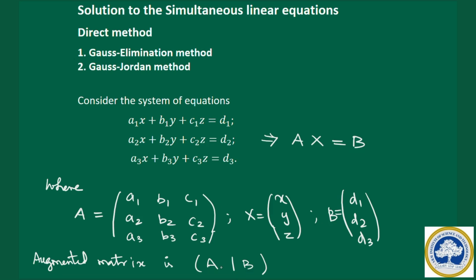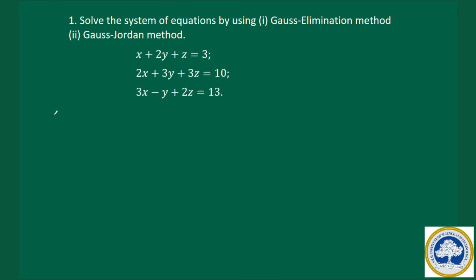Okay, so now let us move on to a problem. Let us consider the first problem. So we are going to solve the same problem by Gauss elimination method as well as Gauss Jordan method. First let us see by using Gauss elimination method. First before that we have to write the augmented matrix A, B. Right, so how to write it? Already you know how to write A, B and X from the equation.